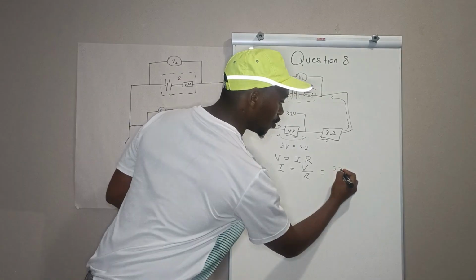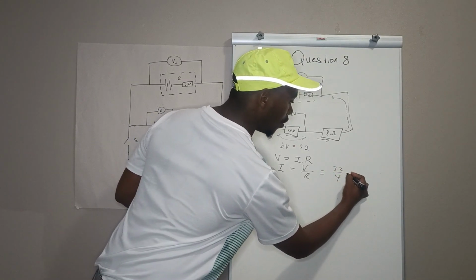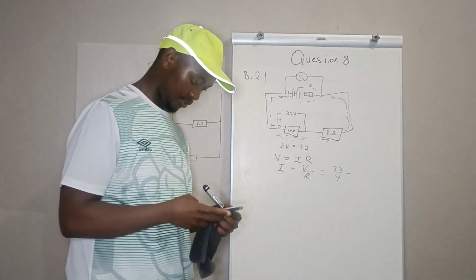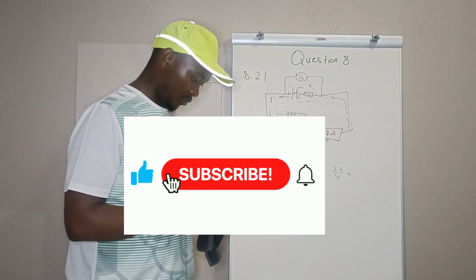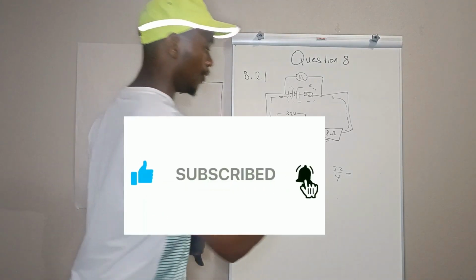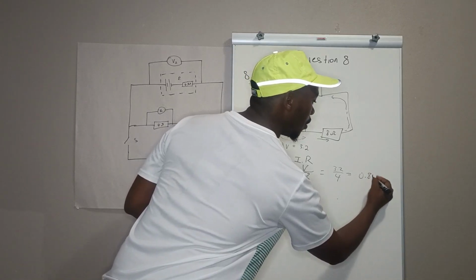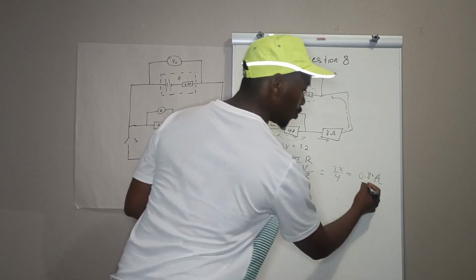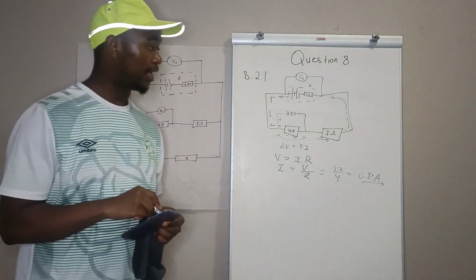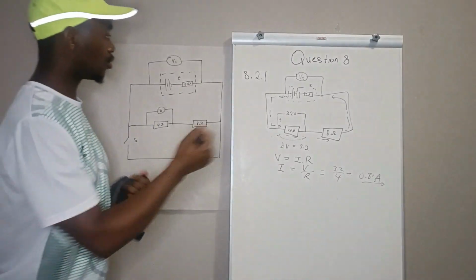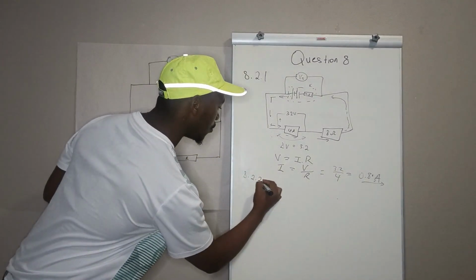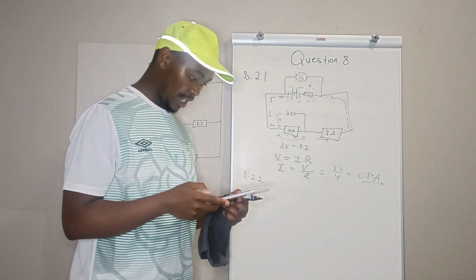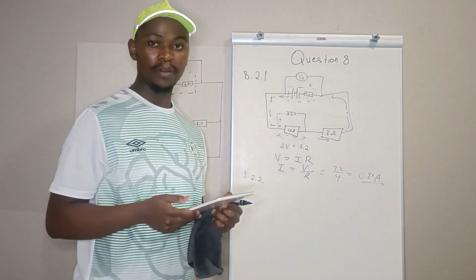So this is going to be 3.2 volts over 4, which is going to be, punch that on your calculator, 0.8 volts. Oh no, 0.8 amps, because we're calculating the current. All right, that is 8.2.1. Let's go to 8.2.2. Right. Now, in 8.2.2, they're asking us to calculate the EMF of the battery.